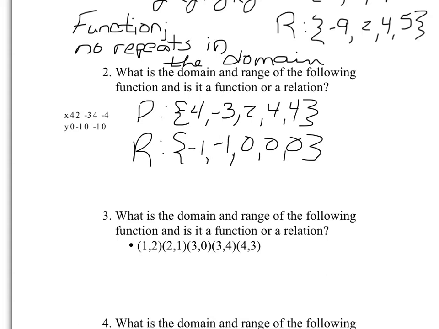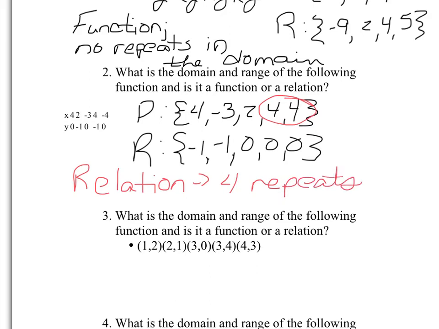So now that I'm looking at my domain and range, I'm looking just at the domain. I want to know if this is a function or not. This is not going to be a function because of those double 4s. So this is going to be listed as a relation. It is a relation because the 4 repeats. And that's it for that problem.